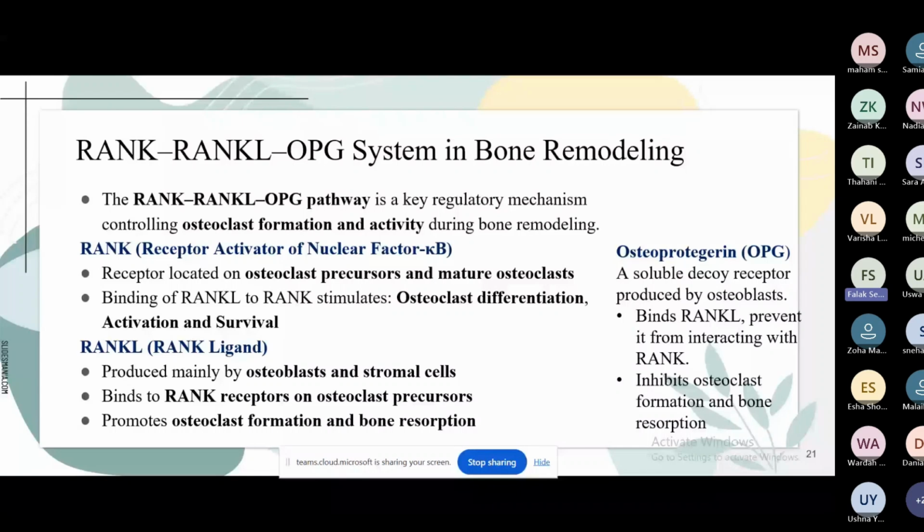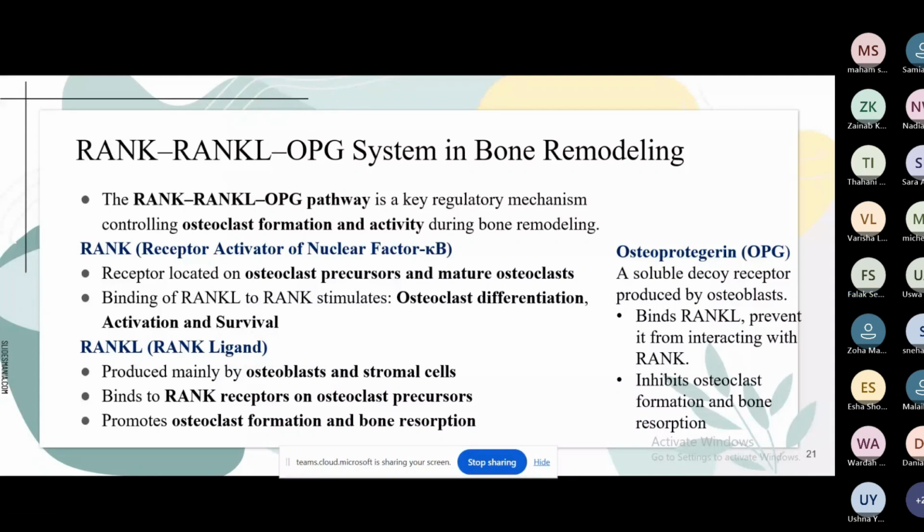Receptor activator of nuclear factor kappa B is a receptor that is located on the osteoclast precursor, and it is responsible for the differentiation of the osteoclast, its activation and survival. It means whenever the RANK receptor is activated, it will lead to the formation of osteoclasts that will ultimately cause bone resorption. Its ligand is produced by the osteoblast and the stromal cells. So whenever they bind with the receptor on the osteoclast precursor, they enhance osteoclast formation and bone resorption. Is this clear?